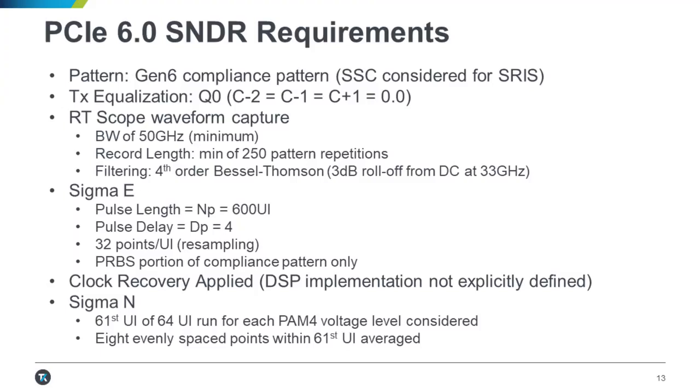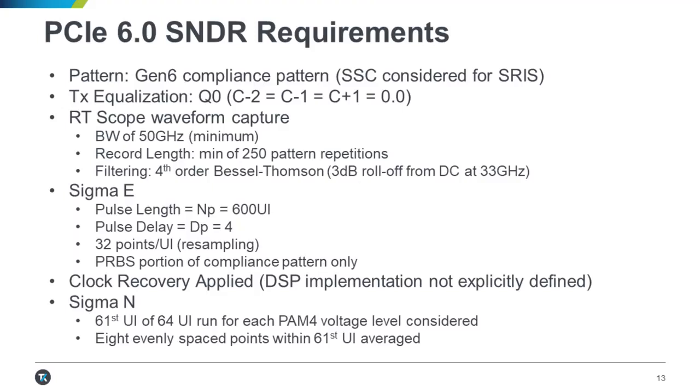SRIS is when you have separate reference clocks between the 2 link partners, and both have implemented their own SSC, which is not exactly correlating between the 2. For this measurement, we set TX equalization to 0, Q0, so the precursors and the postcursor are set to 0.